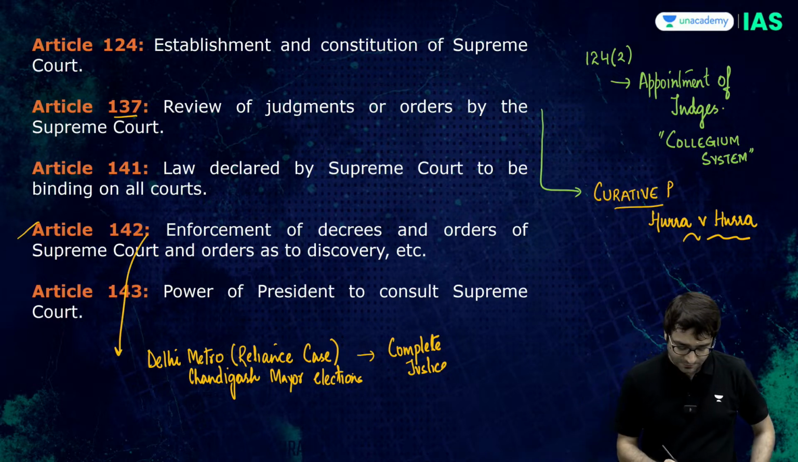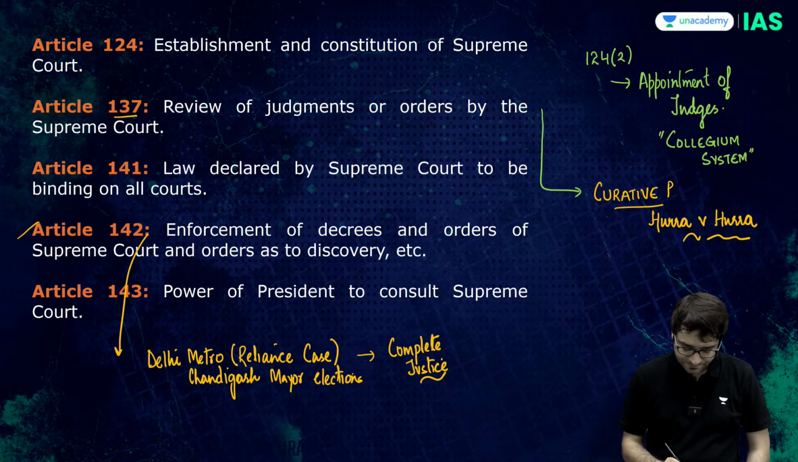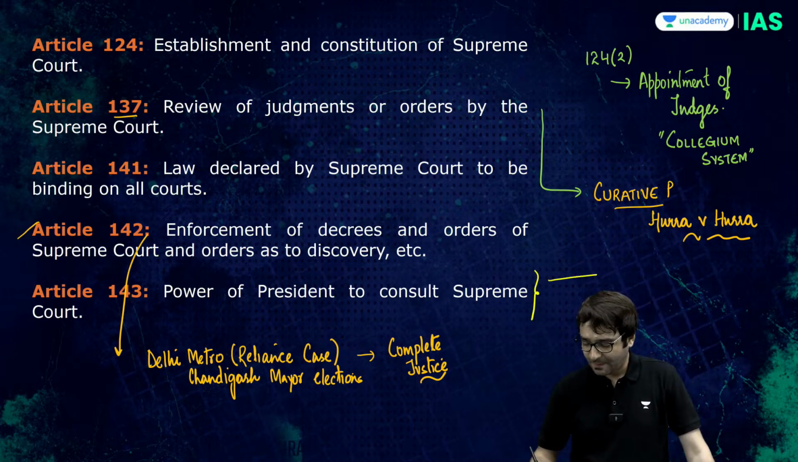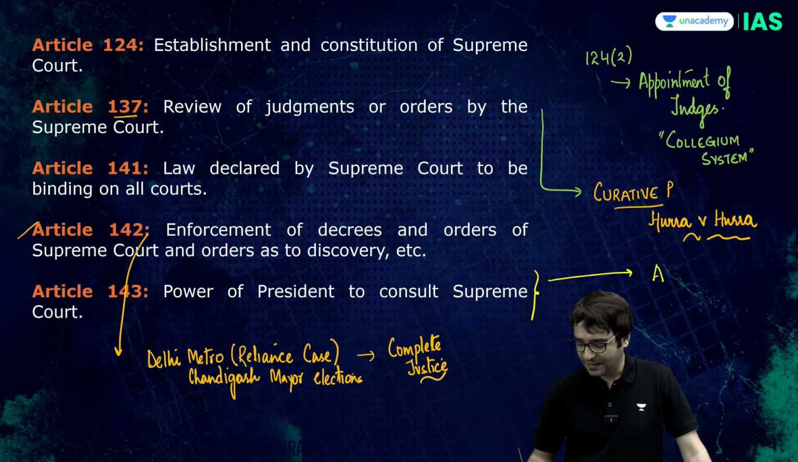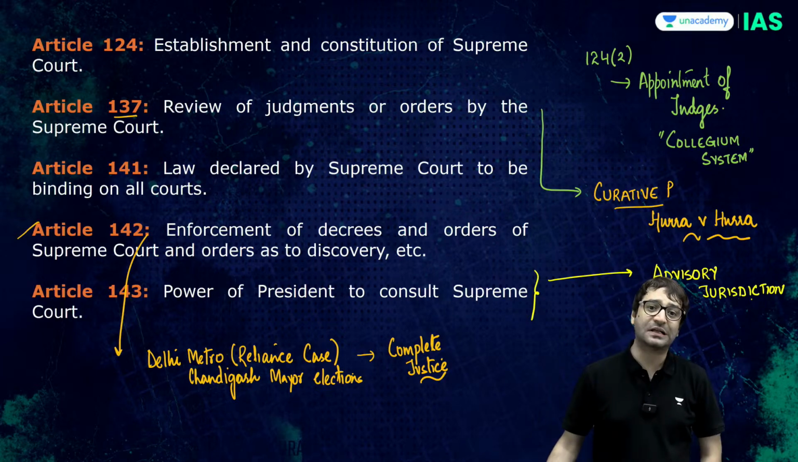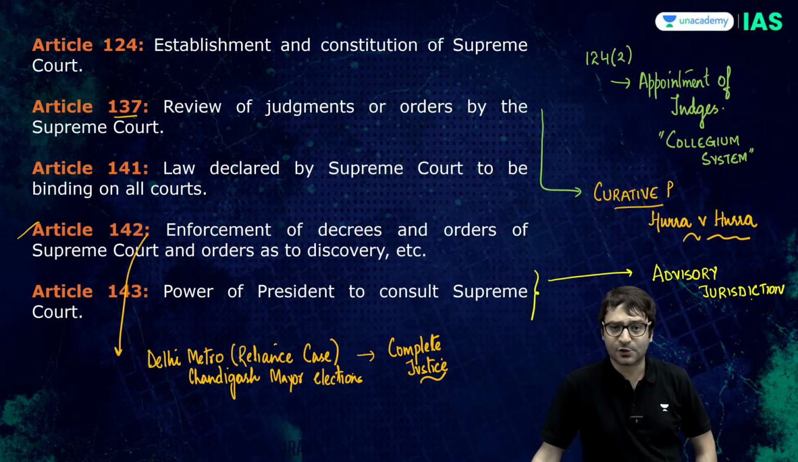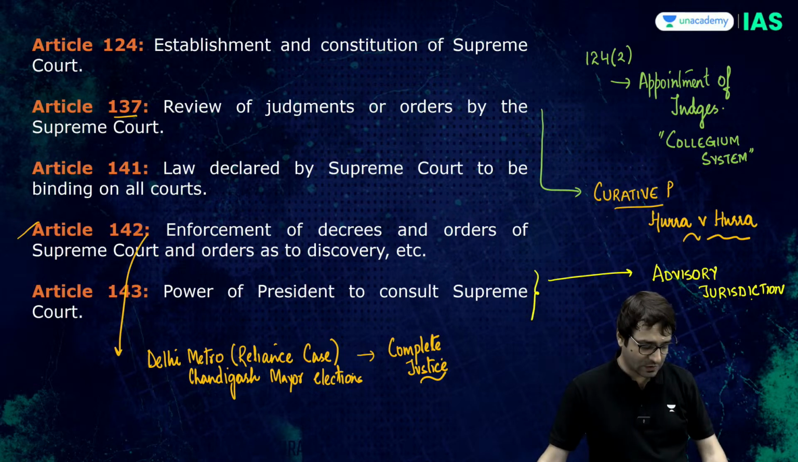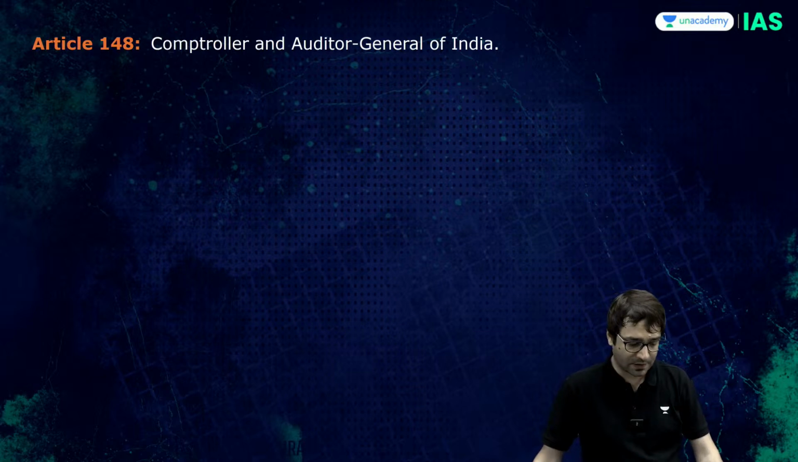And then we have Article 143 of the Constitution, which is the advisory jurisdiction of the Supreme Court. It is the power of the president to consult the Supreme Court. And this was also in the news in the last 1.5 to 2 years. So Article 143 becomes important.